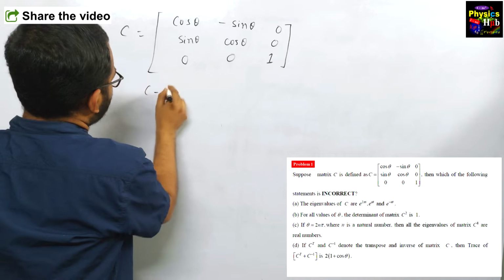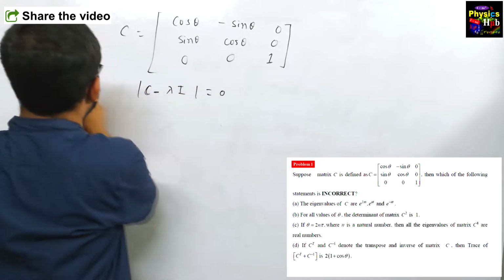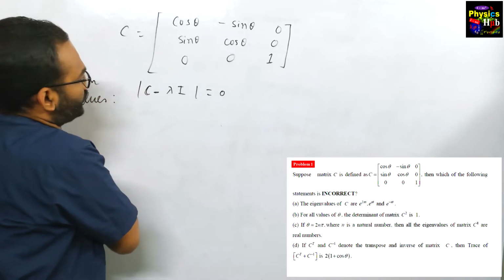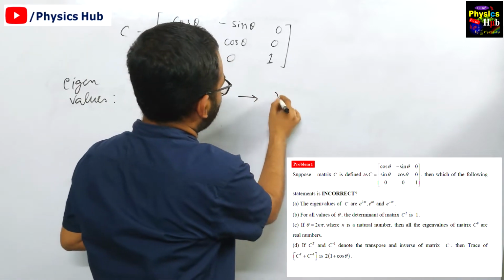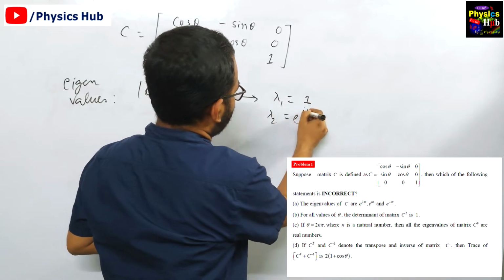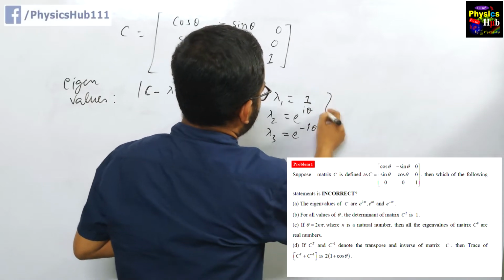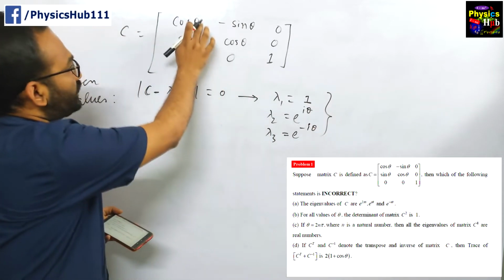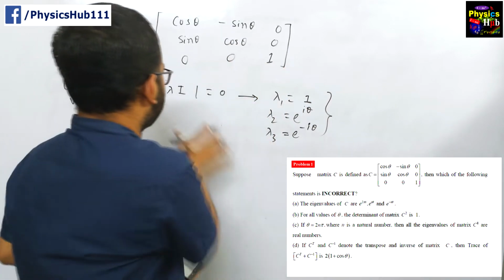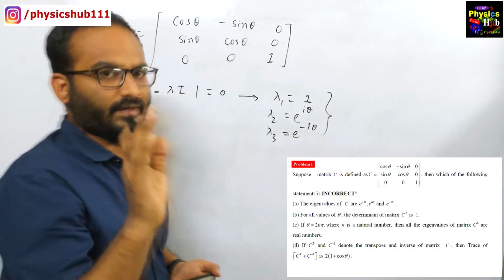So you can do this: C minus lambda I is equal to 0 to get the eigenvalues actually. So if you do that, you will get eigenvalues. Lambda 1 is equal to 1, lambda 2 you will get e to the power i theta, lambda 3 you will get e to the power minus i theta. You can check it. The standard procedure will be applied. You will just do cos theta minus lambda, cos theta minus lambda, 1 minus lambda, and equate the determinant. Basically you have to find this equal to 0 and you will get this one. So the first statement you will find to be correct.